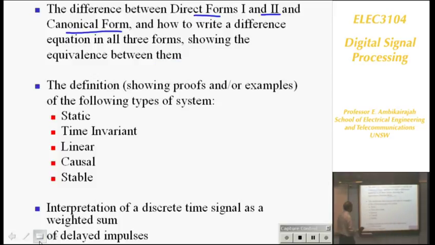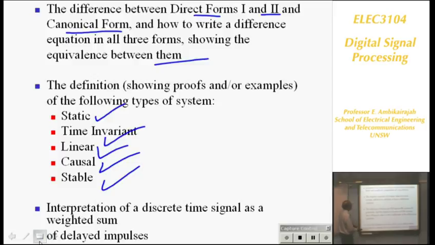Then you need to know the definition of static system, time invariant system, linear system, causal system, stable system. What are they? And the definition of them and proving them. Then you have to know the interpretation of a discrete system. What are the weights? What are the constants? You need to know.